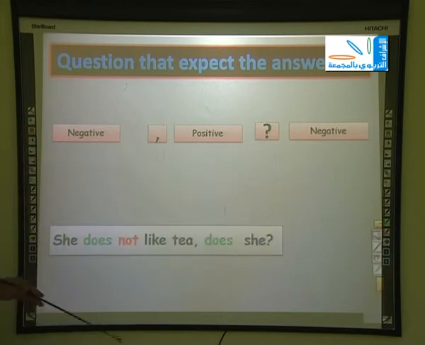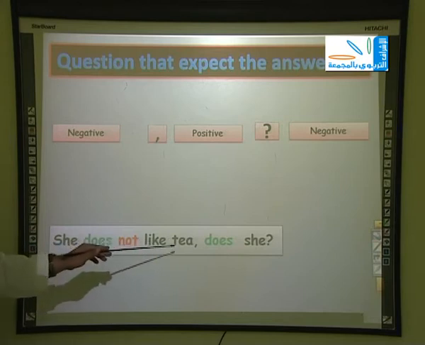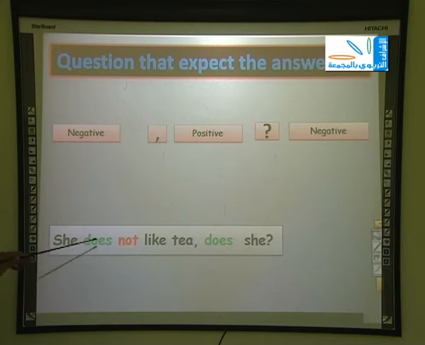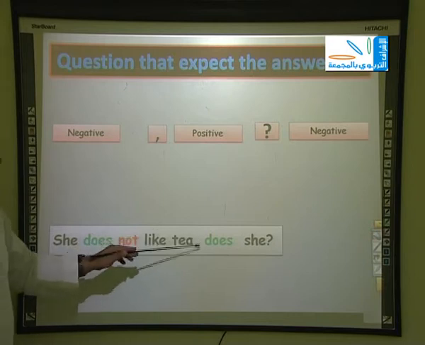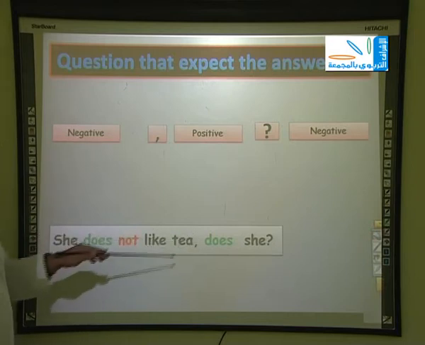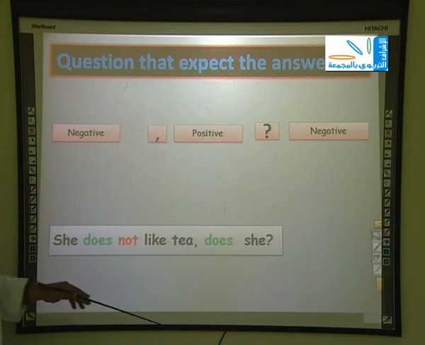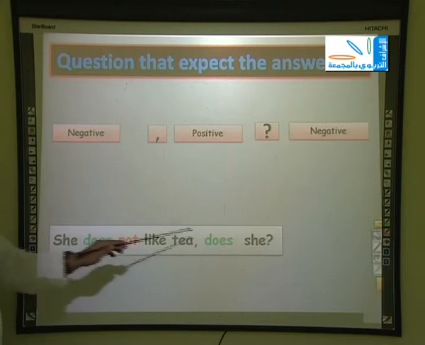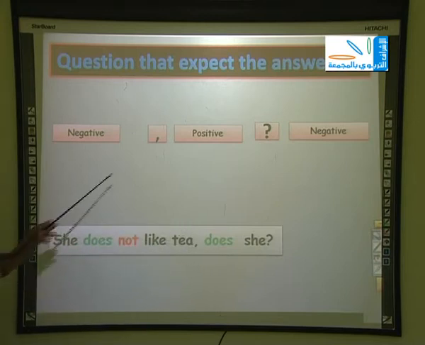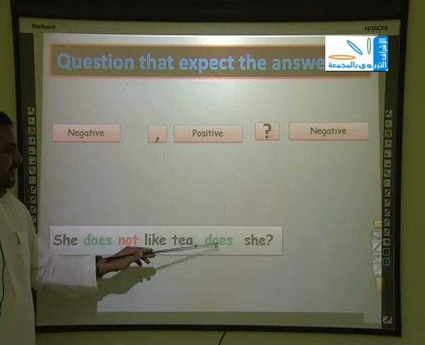Let me give you an example. She doesn't, or does not, like tea. Does she? Does not here is the negative sentence. After the sentence, we add a comma to separate the sentence from its tag question. The tag question should be positive. It is to take out the word not, write does, and put the subject pronoun after the helping verb does. So the tag question will be does she.